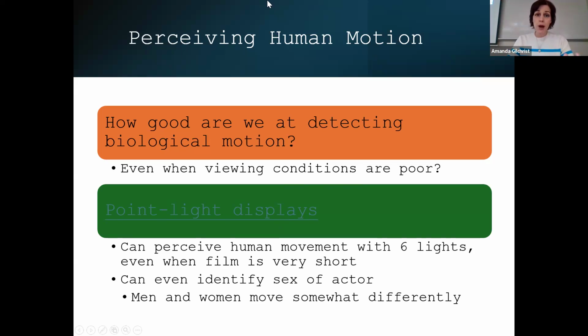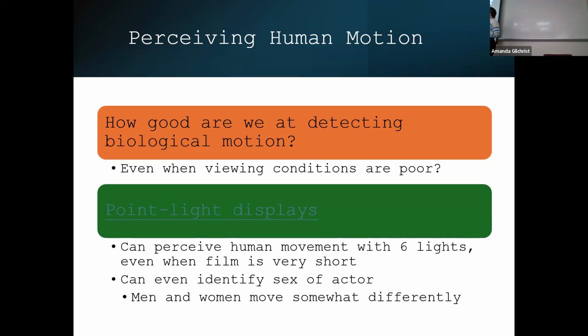So I'm going to go ahead and pause recording on this because I am about to share a YouTube video. We're going to look at a couple of different examples of point light displays so that you can see how easy it is to identify biological motion. Resume recording. So in those point light displays, we definitely had more than 6 lights, obviously. But when we only have 6, we're still pretty good at identifying different types of biological motion.